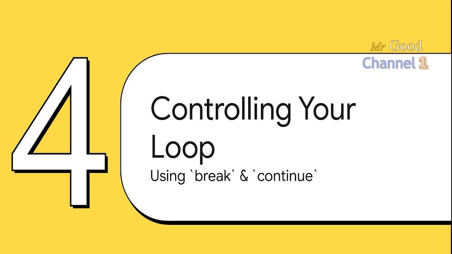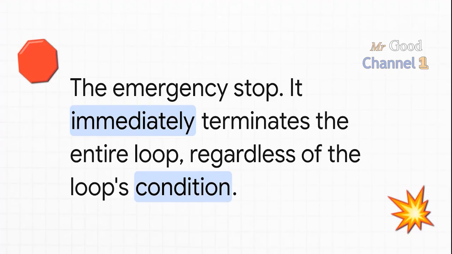Okay, so you've got your loop running, but what if you need to be a bit pickier? What if you need to bail out early, or maybe just skip over one specific item? Well, for that, you have break and continue. Think of break as the big red emergency stop button. The second your code hits that break keyword, it's game over for the loop. It doesn't ask any more questions, it doesn't finish the current run, it just stops dead in its tracks, and the program continues on with whatever comes after the loop.